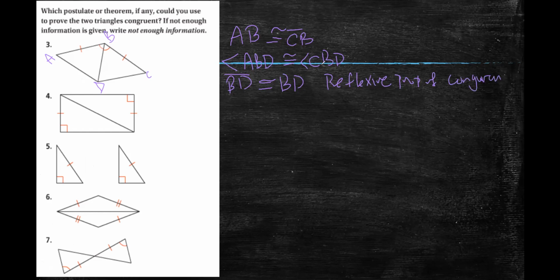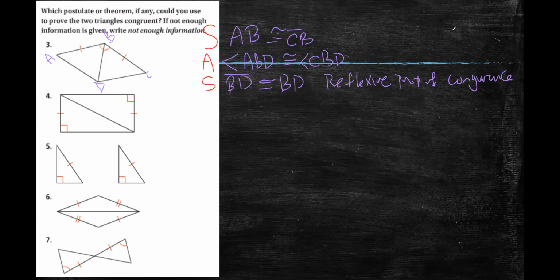Now, after that, look at here. Here I have AB, so I have a line segment, which is S, angle S. So which postulate will you use here? You will use SAS to prove that these two triangles are congruent. Now look at number 4.